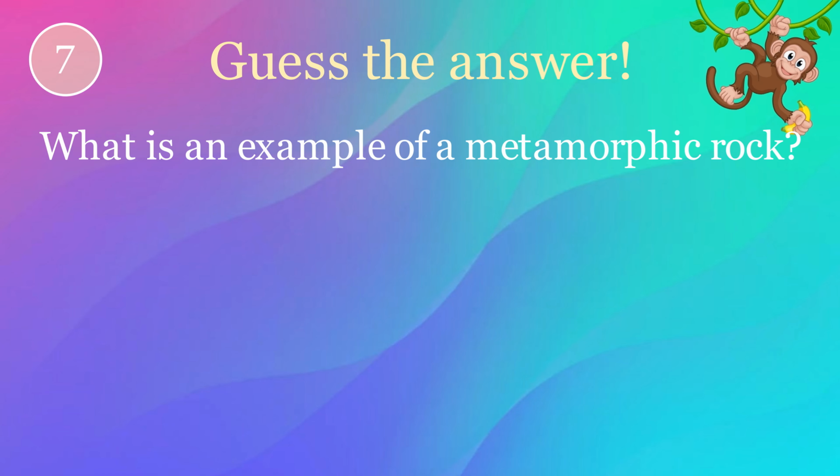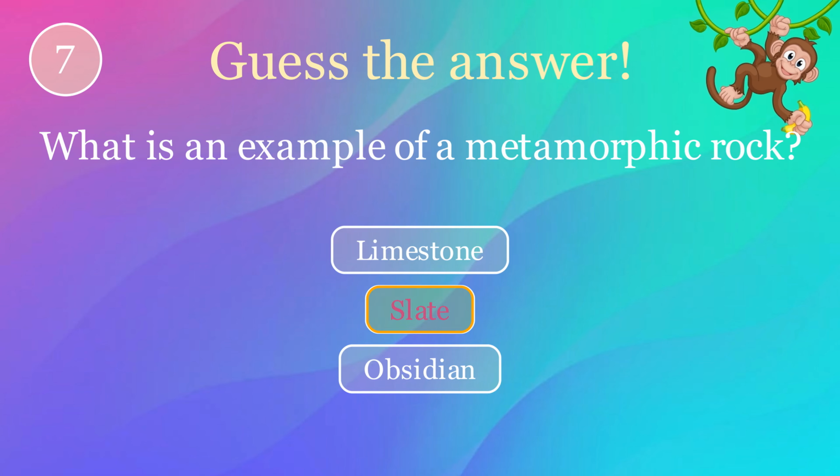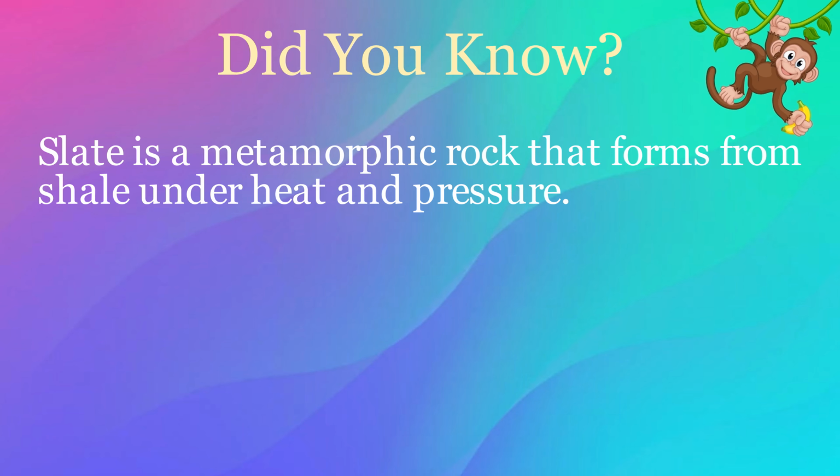What is an example of a metamorphic rock? Limestone. Slate. Obsidian. The correct answer is slate. Here's an interesting fact: slate is a metamorphic rock that forms from shale under heat and pressure.